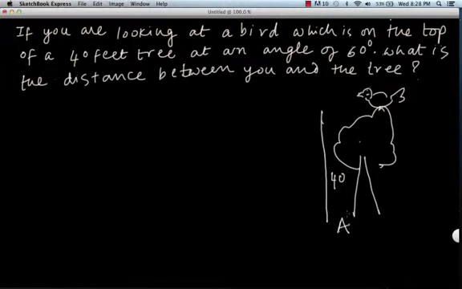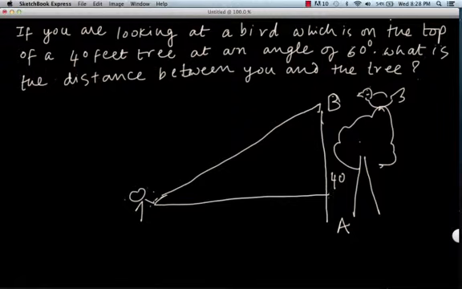Let's call this A and B. You are looking at the bird at an angle of 60 degrees. Okay, so the problem asks you to calculate the distance d between you and the tree.